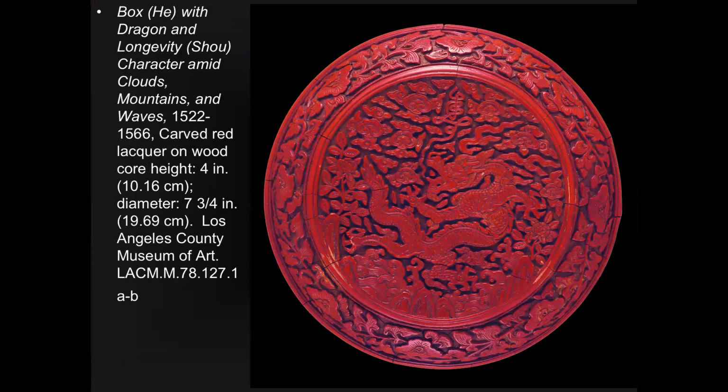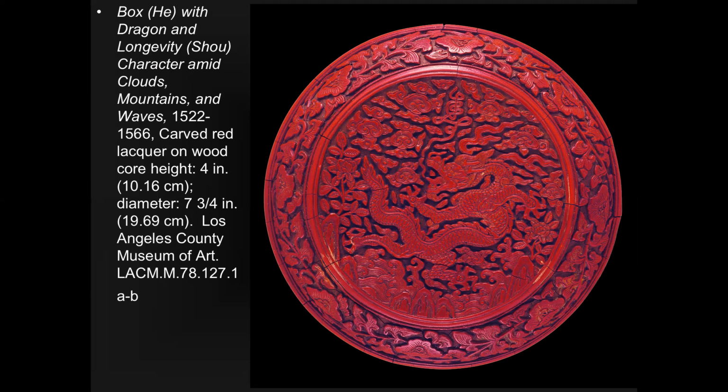So this piece is extremely complex, although if you go to an Asian market nowadays, you might see something like this in plastic or wood that's mass produced. But these ones are very, very elite. So they're carved red lacquer.